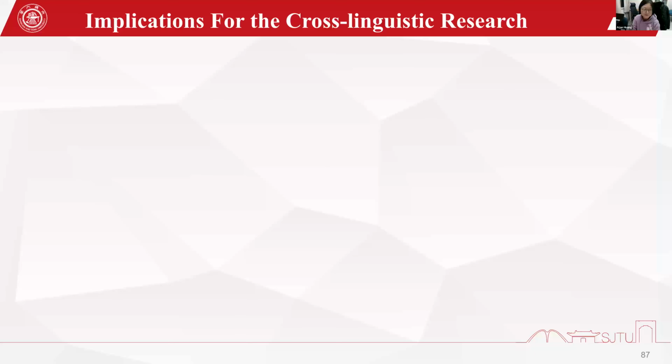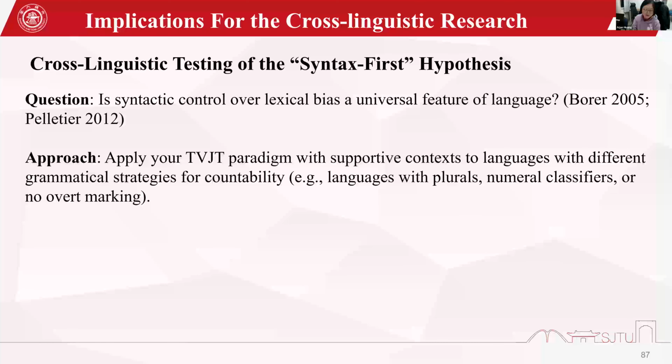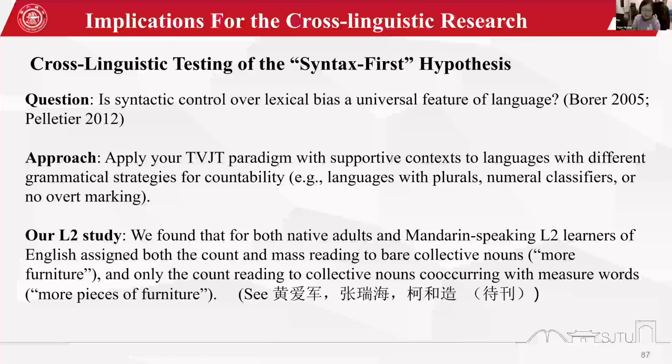In the last part, I will say a little bit about future directions. One is that our results have some implications for cross-linguistic research. We can test whether this syntax-first hypothesis applies cross-linguistically. Is syntactic control over lexical bias a universal feature of language or not? According to Borer and Pelletier, classifiers in Mandarin and plural morphology in English have similar functions in encoding countability. So according to this, the syntax-first hypothesis should apply across languages. So we can apply the truth-value judgment task with supportive context to languages with different grammatical categories for countability.